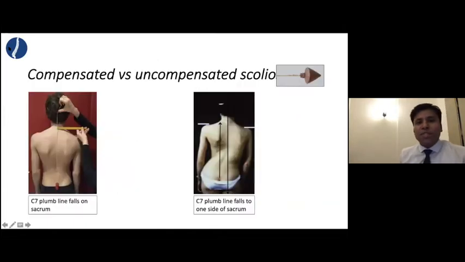Now, compensated versus uncompensated scoliosis, you need a plumb line. Drop the plumb line from the inion. If not the inion, then from the C7 vertebra, which is the most prominent vertebra, and see where the plumb line drops. If it falls within the ambit of the sacrum, this is a compensated scoliosis. If it falls away from it, then that's uncompensated scoliosis.